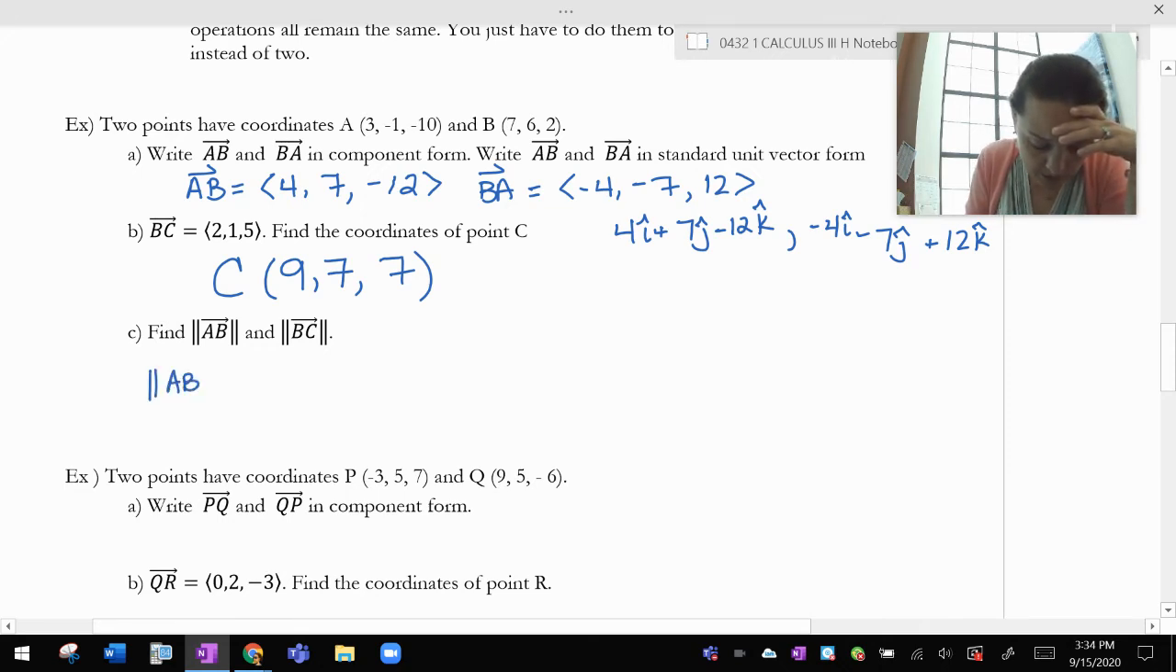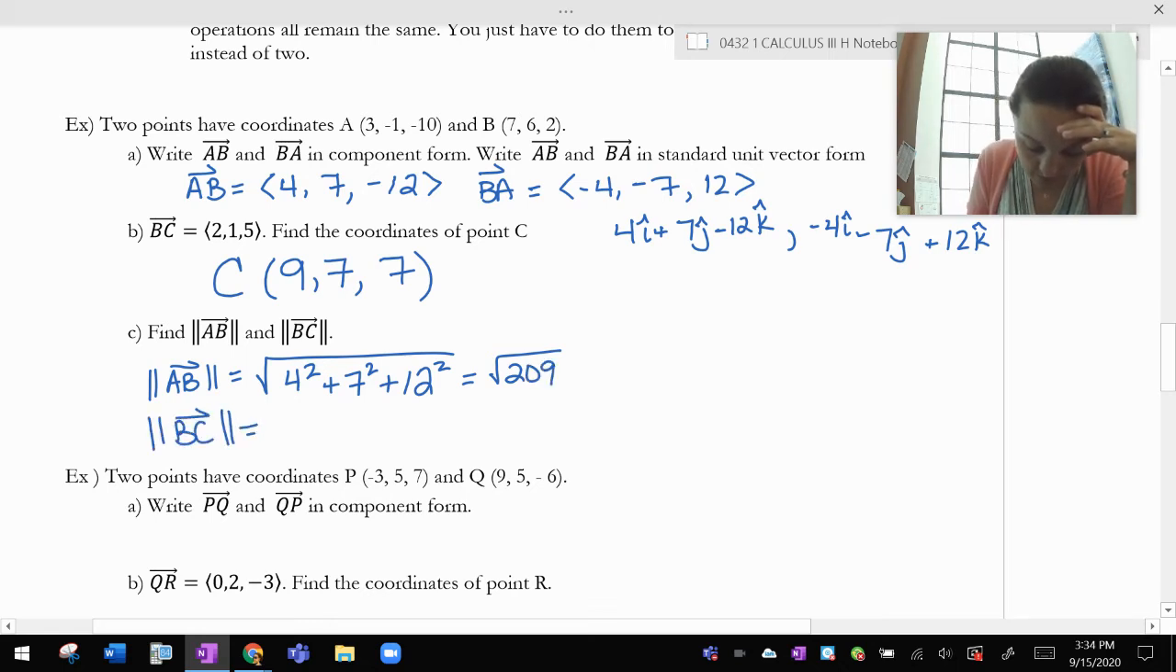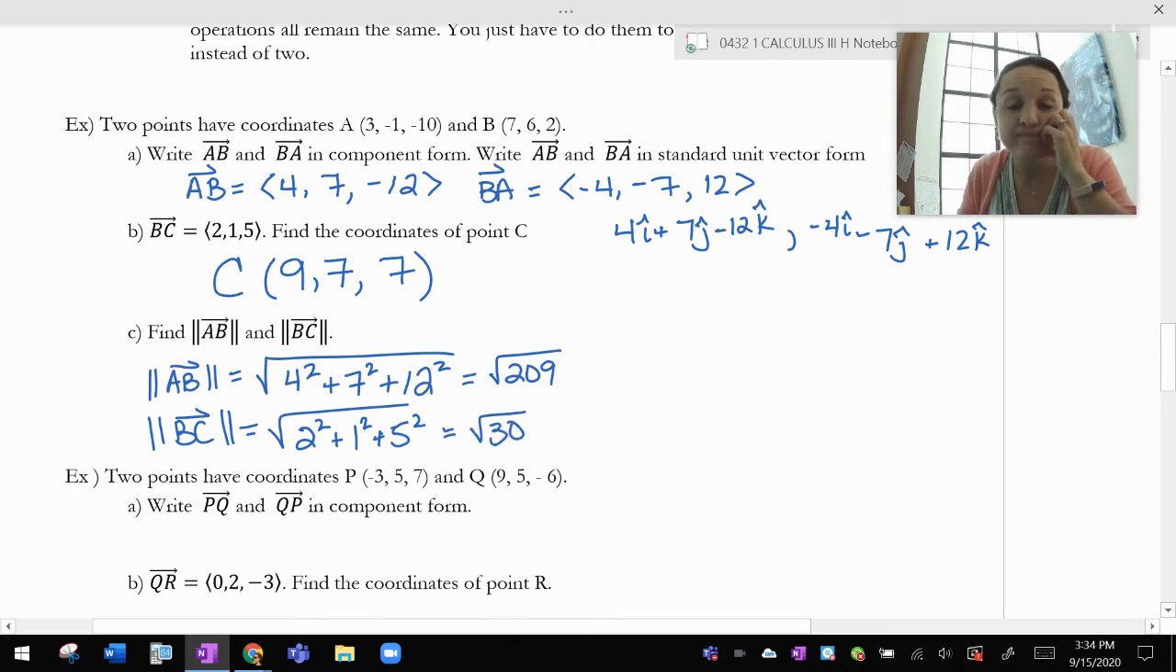Find the magnitude of AB and BC, no problem. The magnitude of AB is the square root of the sum of the squares of the components, which are 4, 7, and 12. And let's see, that's going to be 144 plus 16 is 160, plus 49 is 209. And then BC, which they gave us above, is √215. √215 is the square root of 30. Ta-da.